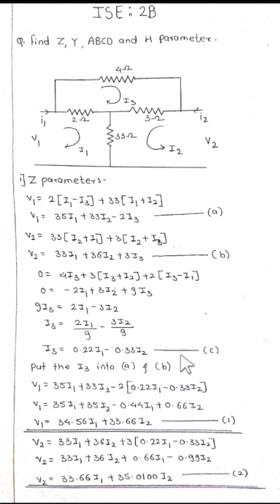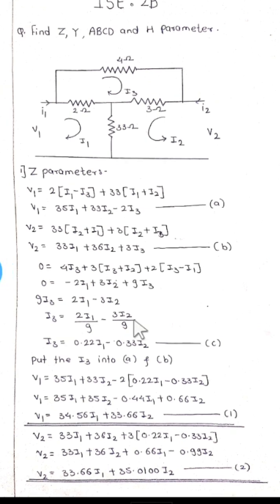This equation C we put in the A equation and B equation, and we get the V1 and V2 equations in terms of I1 and I2. This is our A equation. We put here the value of I3. Therefore we write V1 is equal to 35 I1 plus 33 I2 minus 2 times the value of I3, that is 0.22 I1 minus 0.33 I2. By simplifying this we get the V1 equation, that is V1 is equal to 34.56 I1 plus 33.66 I2. This is equation number 1.